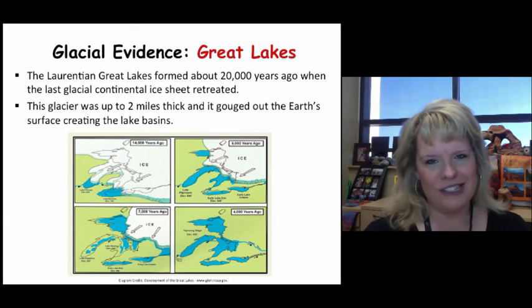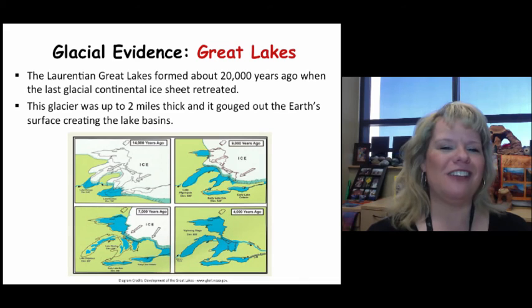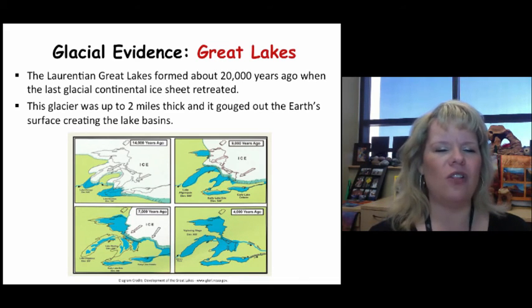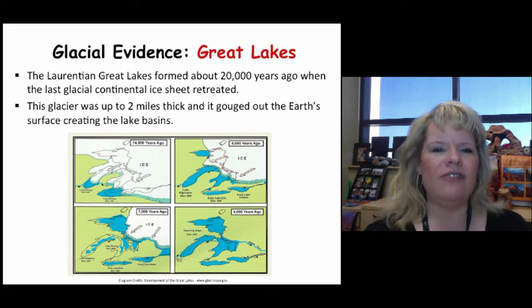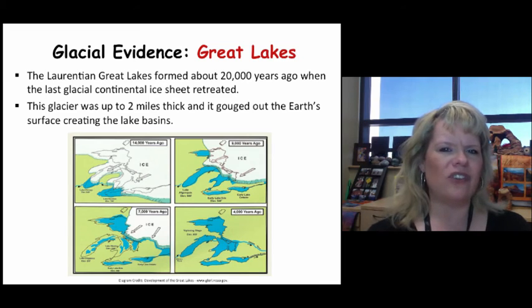The Great Lakes are also a story of glacial evidence from the last ice age. So how did they get there? First of all, they're formed by the Laurentide ice sheet. As the ice sheet came in and out throughout those cycles that we've been talking about, the weight of the ice depressed the land and it scoured out the land.